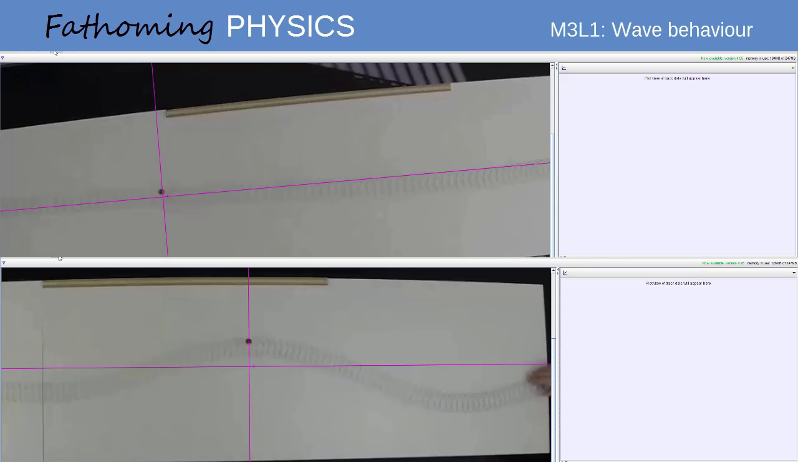We've tracked the motion of the ball in each case using a free video analysis program called Tracker. By placing a meter ruler in the frame of each video and marking this, the software can correctly scale distances in the video.